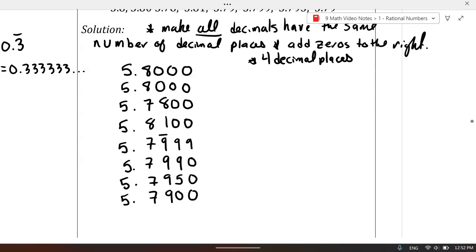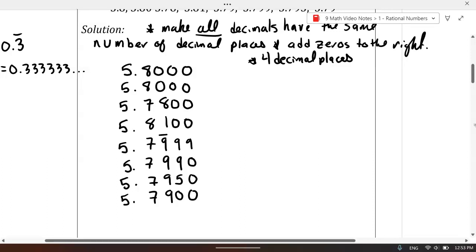All right, so now what's nice about it is that the number out in front in the ones column is all the same. So I'm going to pretend to cover it up here, and all I'm doing is comparing the numbers after the decimal, just so that you don't feel mixed up. So 8,000, 8,000, 7,800.